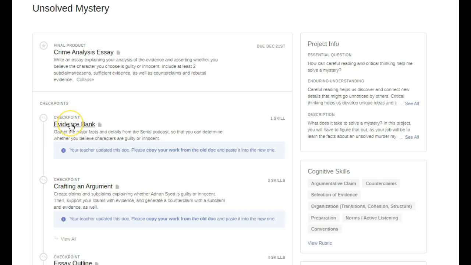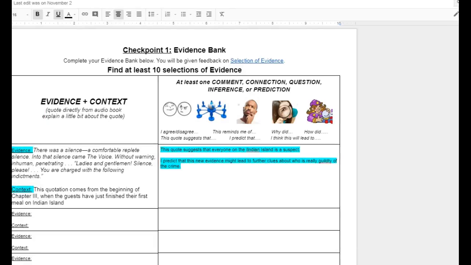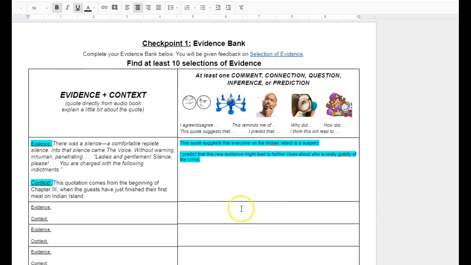So the very first checkpoint, you're going to be collecting evidence. If you open this up, there is a nice template for you to collect evidence. And here there are 10 places to collect evidence on what goes on at Indian Island. Collect the evidence and find the clues by copying and pasting from the text right in here, using quotes from the book. So I would like you to start this week.